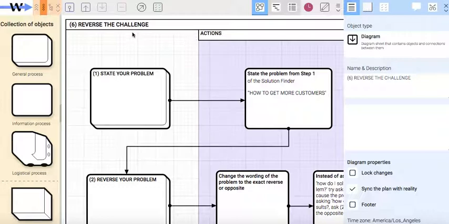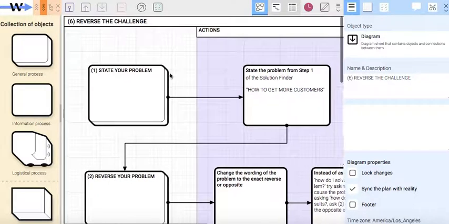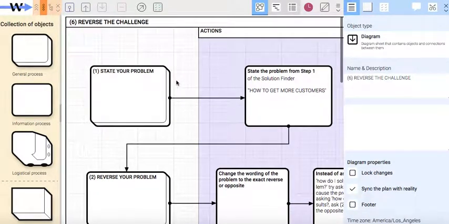Okay, so the reverse the challenge is my subject matter, and that is very specific. That's a very specific technique to generate ideas, and it does require a very customized sheet. And of course, to customize it, you need creativity, and creativity is not something that you can be ordered to do like step 1, 2, and 3. So I want to show you what happened.